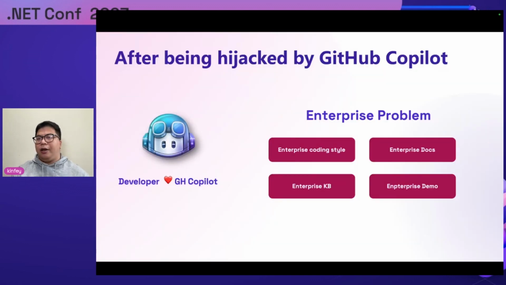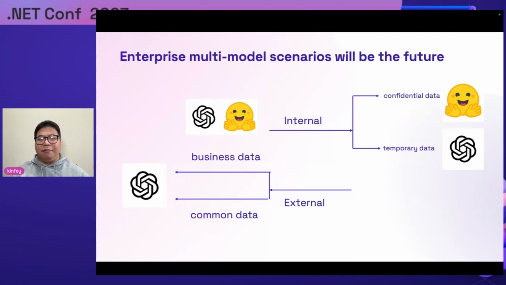After being helped by GitHub Copilot, I think for enterprise problems maybe we can solve some with architecture solutions. We need to focus on some enterprise problems. You can write enterprise prompts to support coding style, enterprise knowledge, enterprise demos, and enterprise docs. I need to add something about internal and external. Internally, we need to handle confidential data and temporary data.